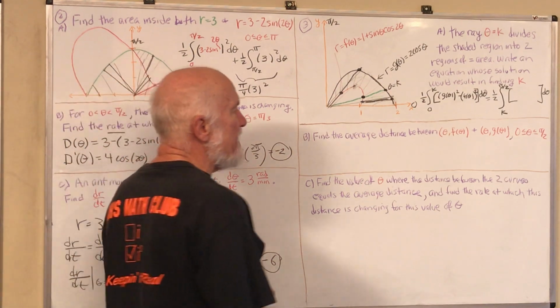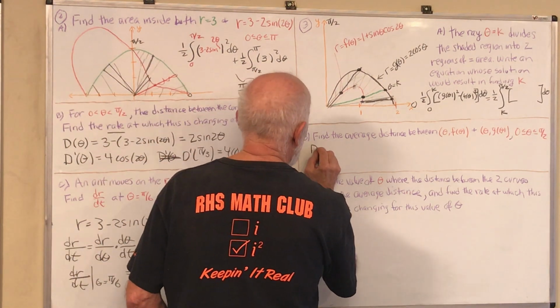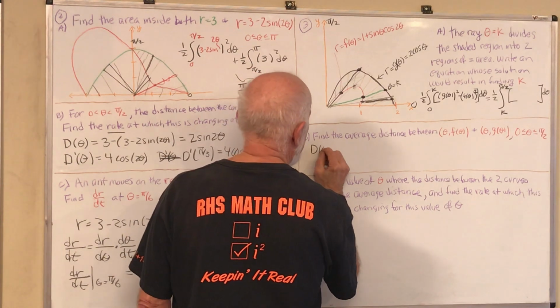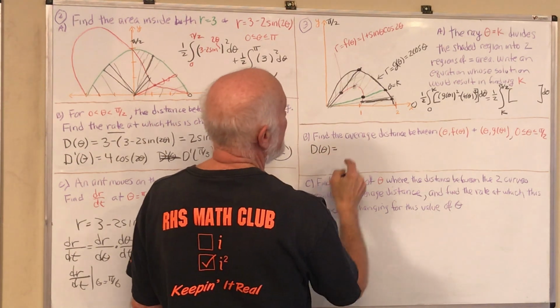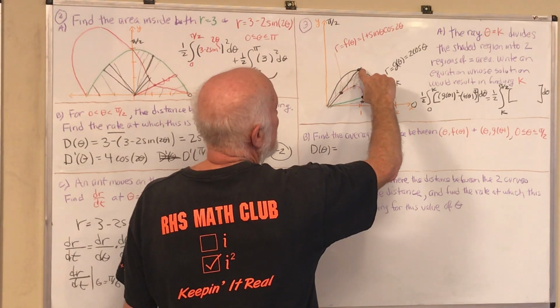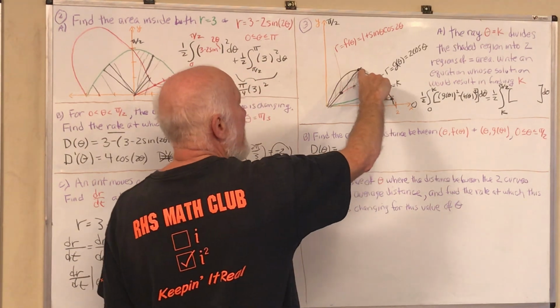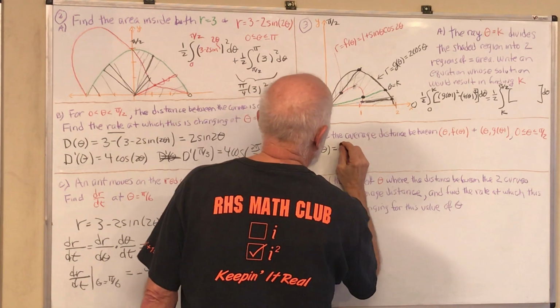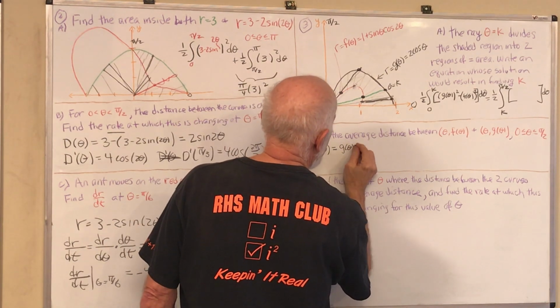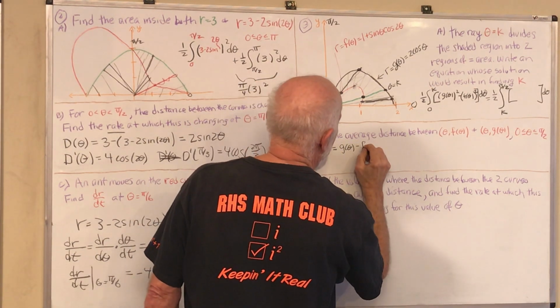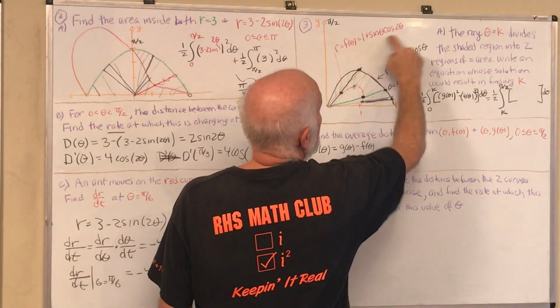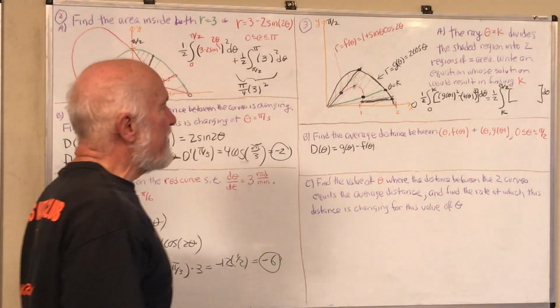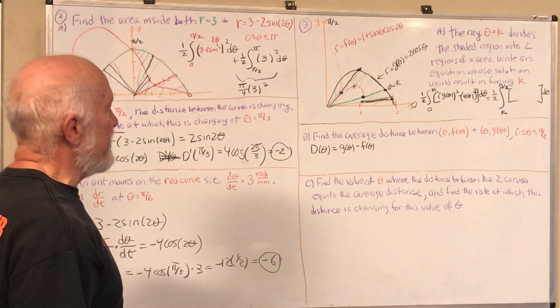So again, we have to make up our function. So I can call it d of theta. And what is d of theta? It's this r value minus this r value. So it would be g of theta minus f of theta. And you could put in what these are, but I'm probably going to use my calculator to do this.